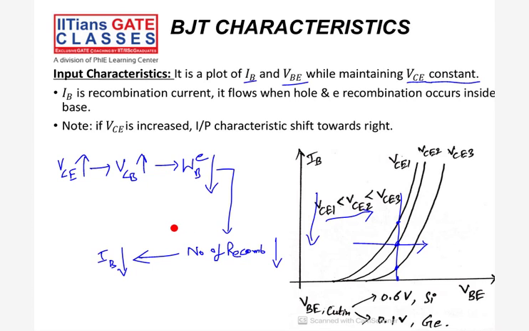So if VCE is increased, the input characteristic shifts towards the right. In this direction it is increasing. It is moving. So that is directly affecting the input current. VCE is directly affecting the input current.